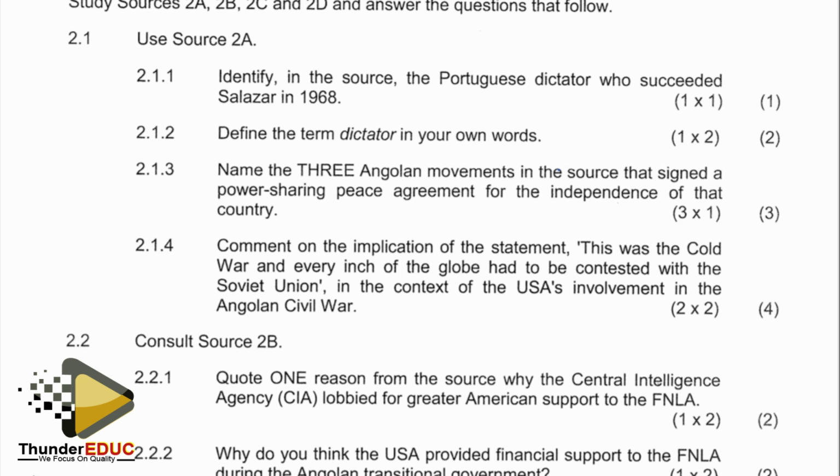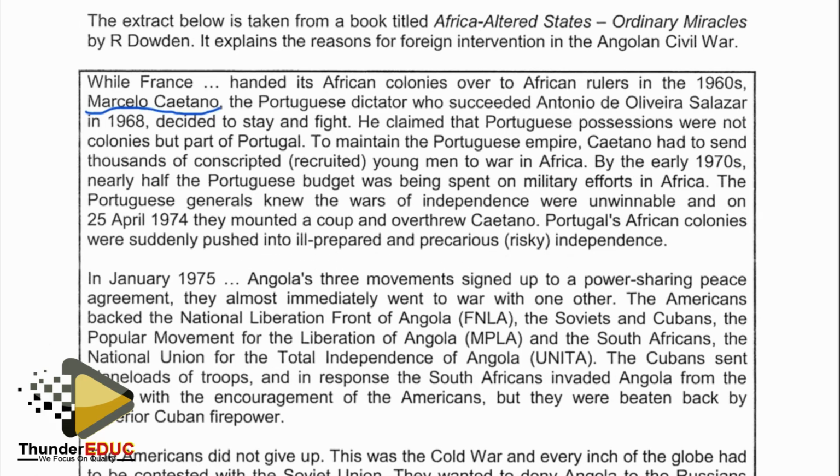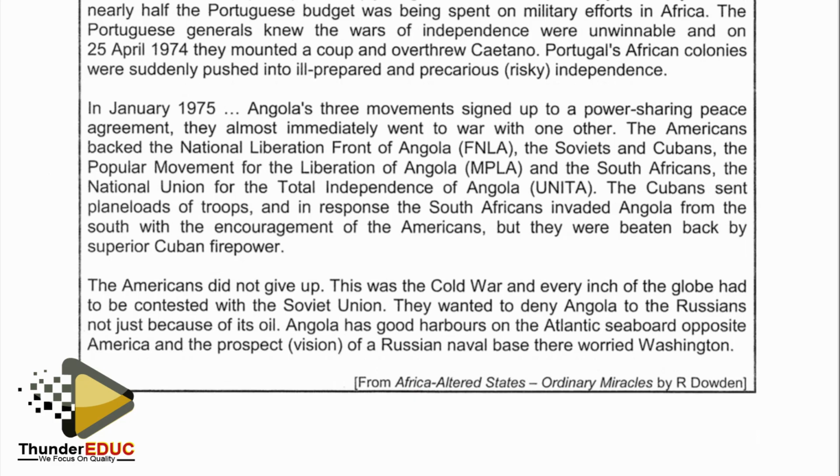Right. Then we go to number 213. Name the 3 Angolan movements in the source that signed the power sharing peace agreement. That is an extraction question. Don't waste time. We come here and find the National Liberation Front of Angola. Then we also have the Popular Movement for the Liberation of Angola, MPLA, and the National Union for the Total Independence of Angola. These are the 3: 1, 2, and 3. These were the movements that signed a power sharing deal and formed a transitional government as they were preparing for formal elections.